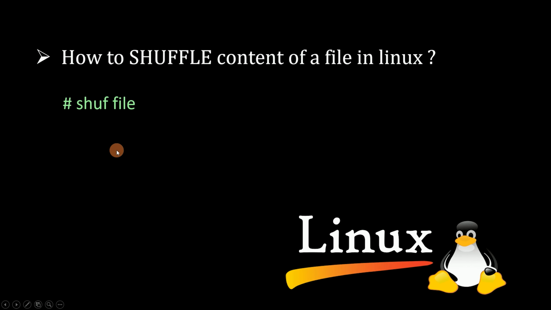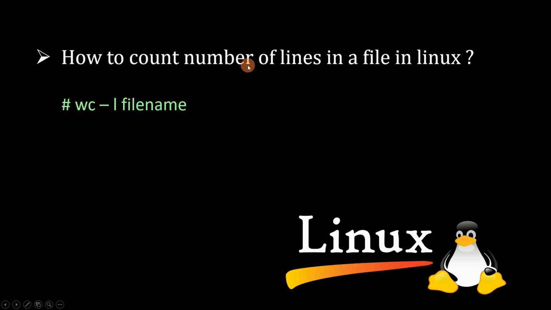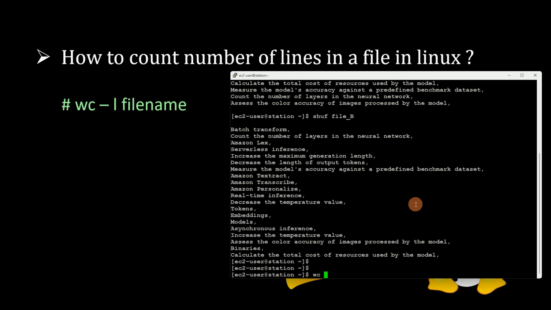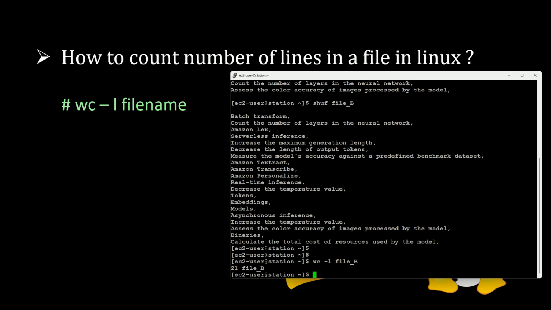That's it. Now next question: how to count the number of lines in a file in Linux? This is also an important command, because it can be required multiple times when you are working on any project. So wc -l, then the file name, is the command. Let's perform this command on the same file, that is file underscore b, and we can see there are 21 lines in file b. It has made our task of counting lines easy, because there could be 500, 600 or even thousands of lines. So we can simply calculate with this command.